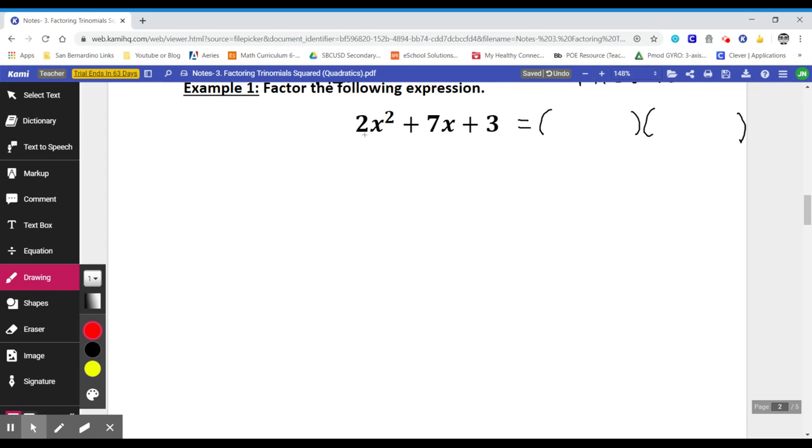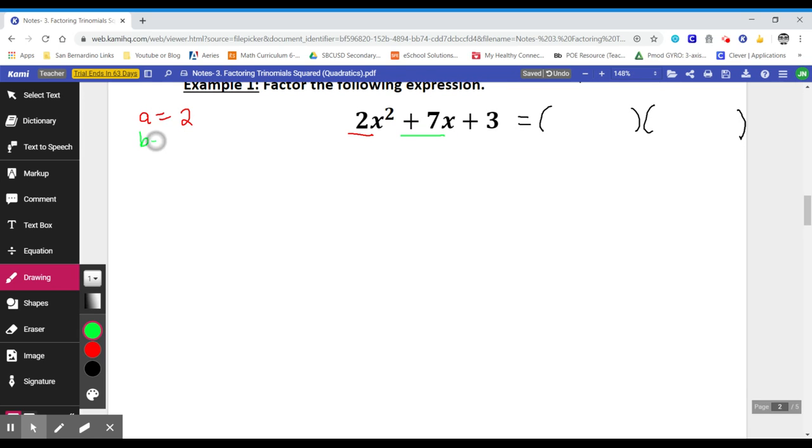So this is already organized for us. As you can see, in this case, A is equal to the number 2. B, in this case, is equal to positive 7. And then C is equal to the positive 3. So everything's already ready to go for us.